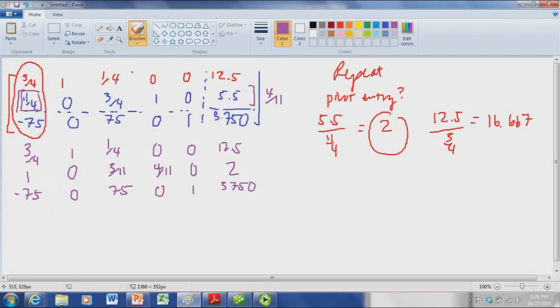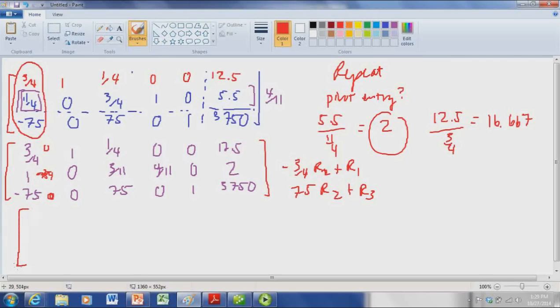Okay, now we need to make everything above and below a 0. So we want this to be a 0 and this to be a 0. So we are going to take the second row, multiply it by -3/4, and add it to the first row. At the same time, we're going to multiply the second row by 75 and add that to the third row, right? So we want this to be a 0. So if this was a 75, we could add it. Okay, so we're going to do those two things at the same time. Grab my purple again. Feeling purple today.